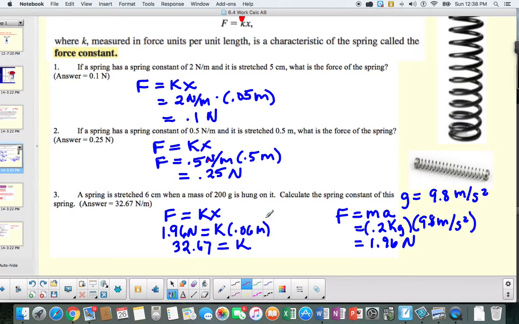In this last problem, I'm being given the amount of stretch and the mass. Mass isn't a force, so I have to go to F equals ma. I'm going to change my mass into kilograms. I'm using acceleration here, and then I get my force in newtons. I put that force here, I have my stretch, I convert it into meters, and then I'm able to find my spring constant.